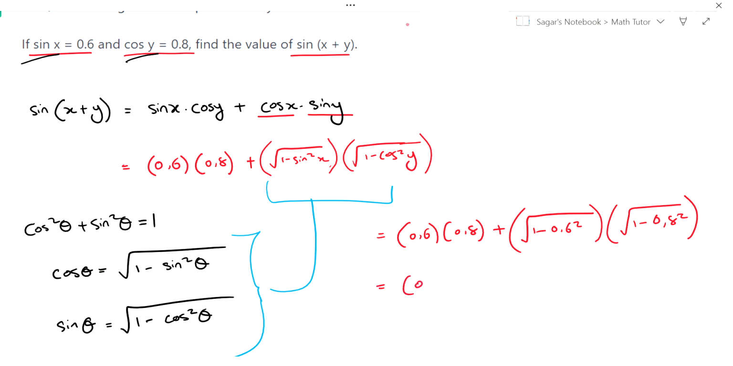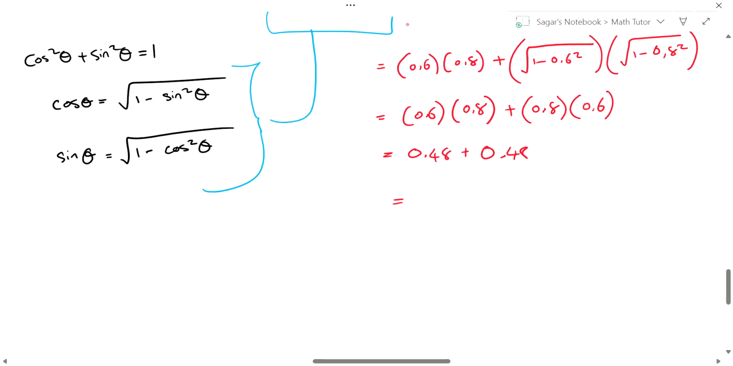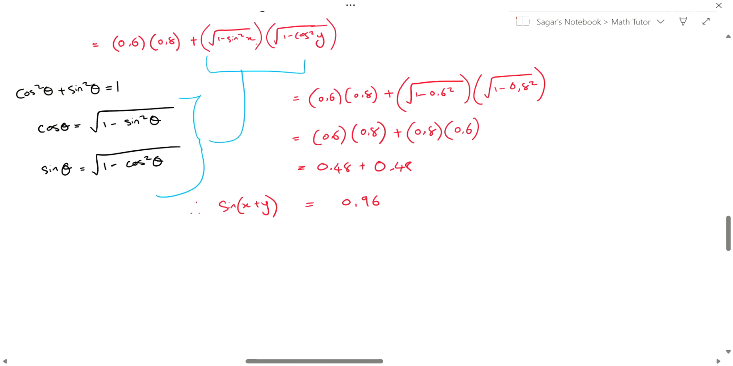This is equal to 0.6 multiplied by 0.8 plus 0.8 multiplied by 0.6. This is equal to 0.48 plus 0.48. This is equal to 0.96. Therefore, sin(x + y) is equal to 0.96.